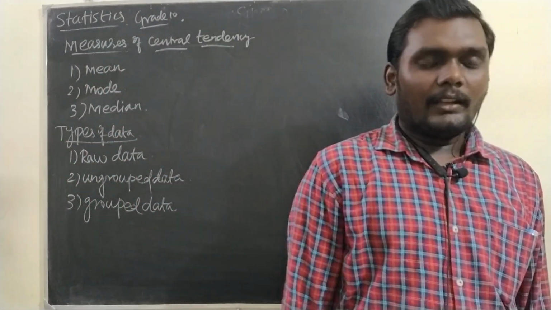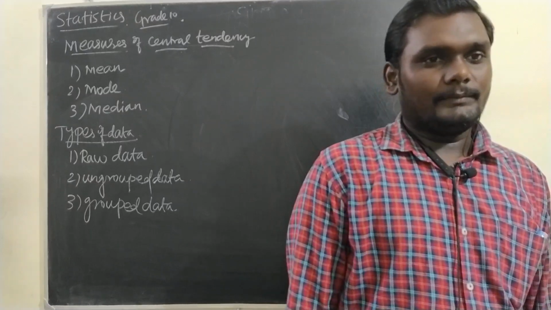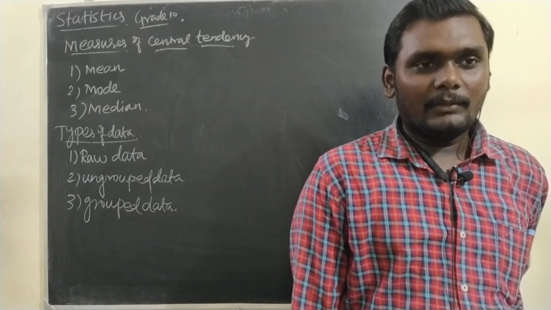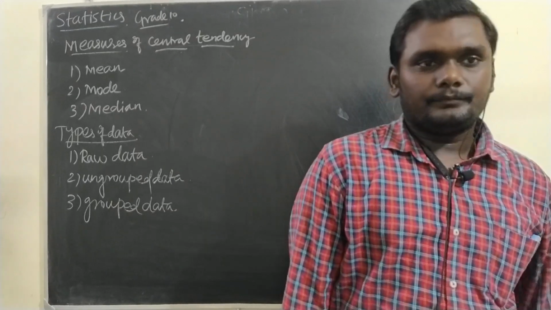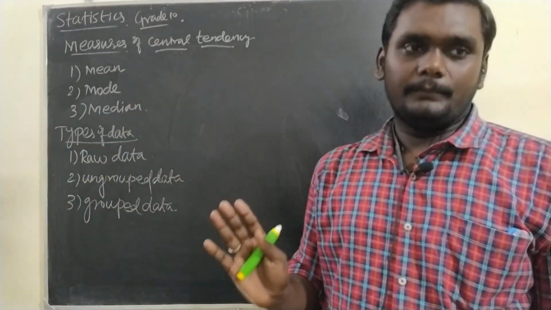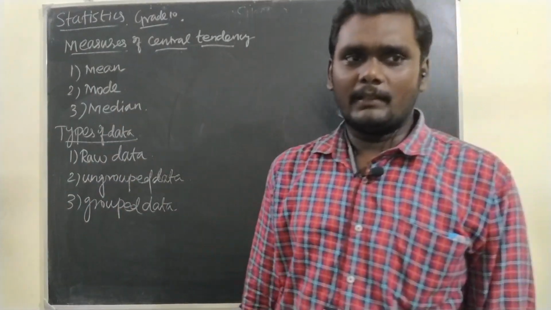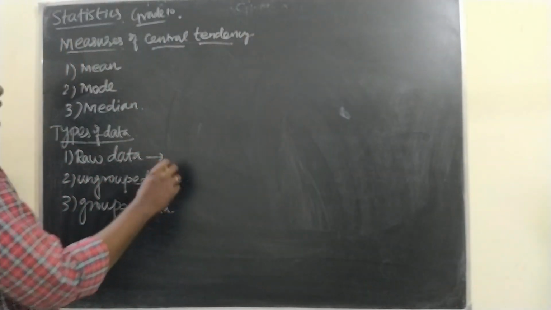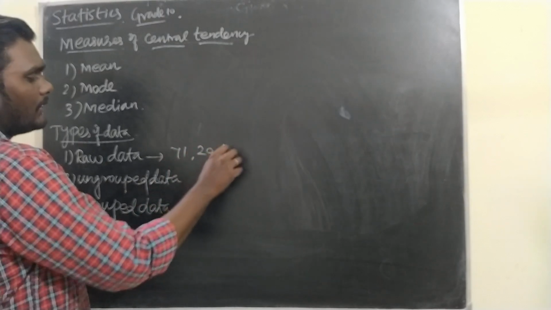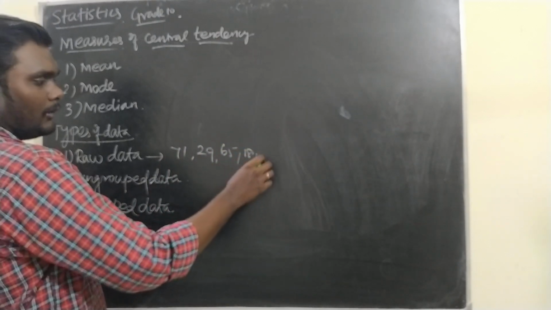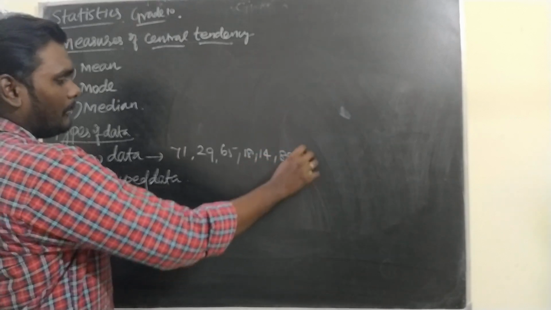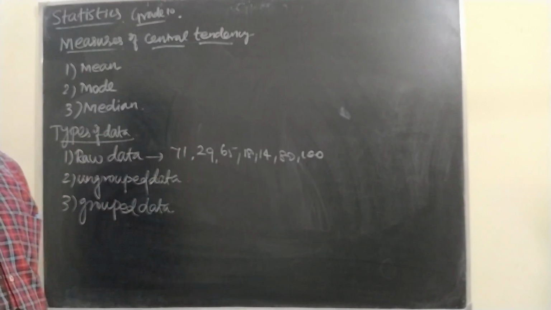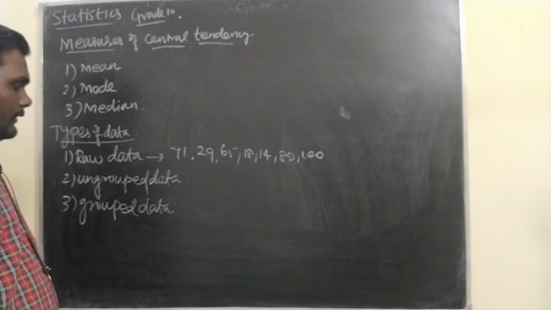For example, in your class, randomly I am asking, tell me your math mark, and I am arranging. People may say numbers from 0 to 100. How much you got in math, so all the things I am arranging. That is what raw data means. One may say 71, one may say 29, 65, 18, 14, 80, 100. So it's a cluster, raw data.